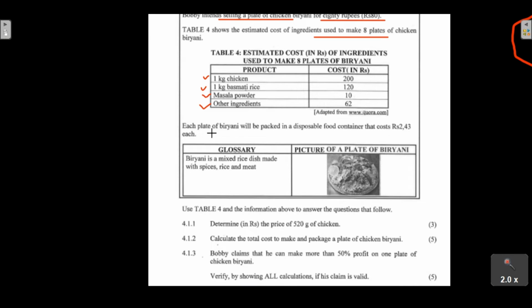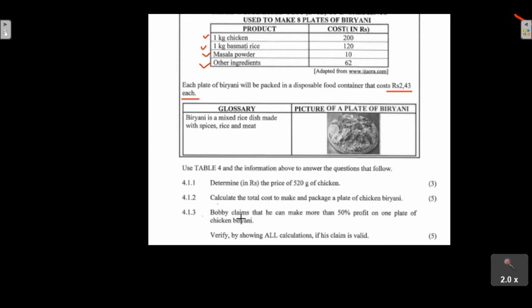Each plate of biryani will be packaged in a disposable food container that costs 2.43 rupees each. And then this is the glossary. Biryani is a mixed rice dish made with spices, rice, and meat. So if you did not know what biryani is, there is a definition for you. That's what it looks like. All right, let's head on to the questions then.